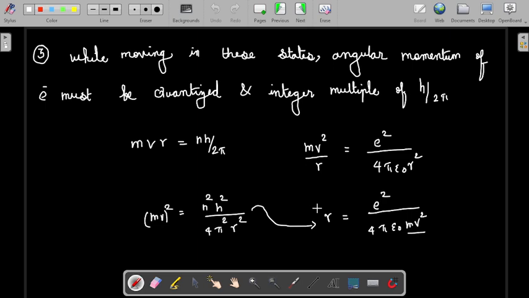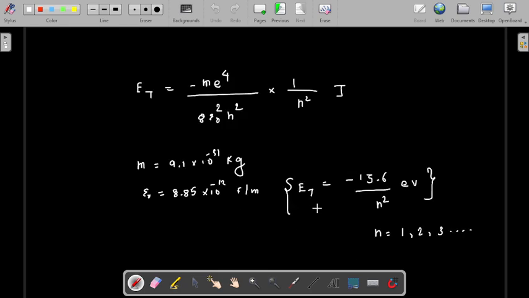These are the three statements we gave, and from these three statements and the energy possessed by the electron, we are able to calculate the net energy possessed by the electron at different energy levels. So that will be ET is equal to minus 13.6 divided by n square eV. I hope this is very clear to you.